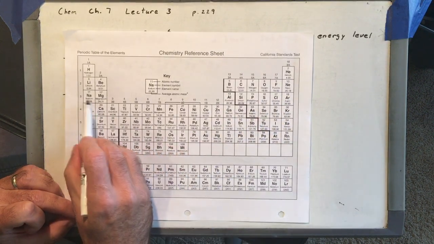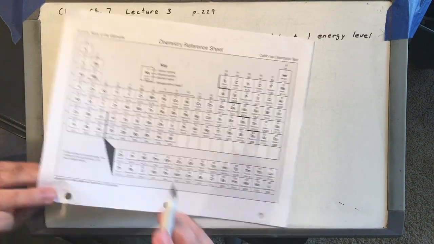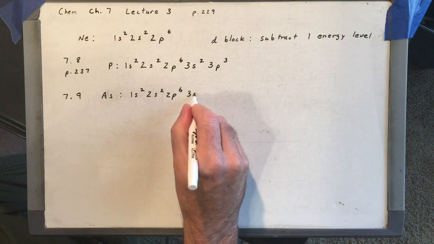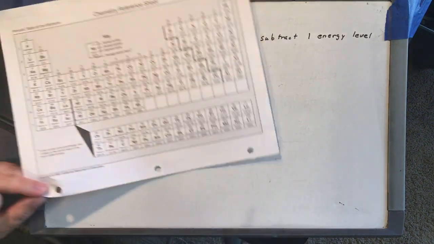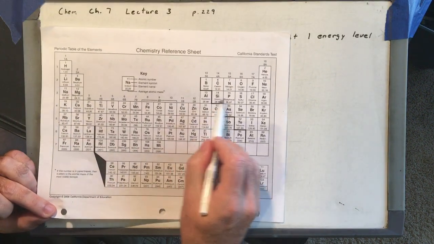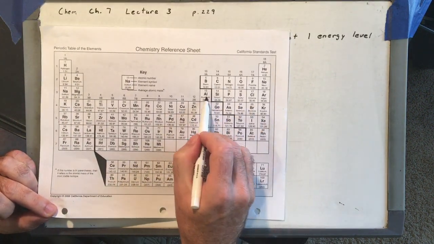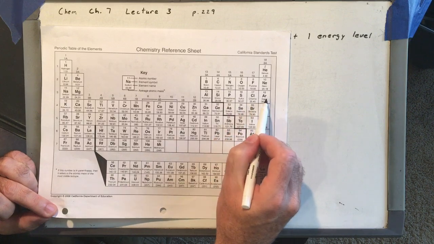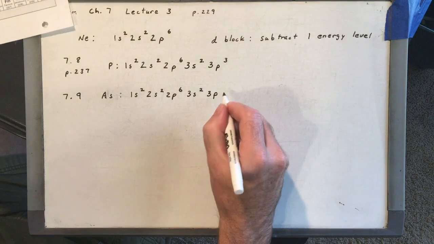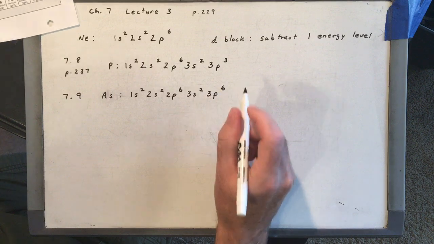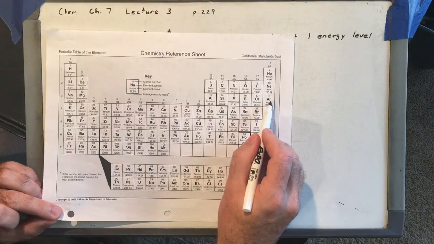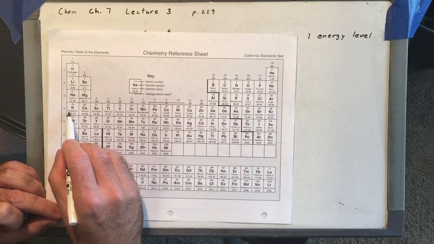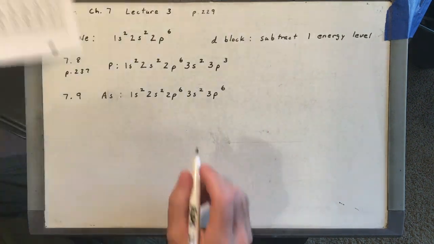Then down to energy level 3, 3s2. And then we'll cross over to aluminum. We're going all the way to arsenic, so we go 1, 2, 3, 4, 5, 6, 3p6. So now we are at argon. Down here, energy level 4, 4s2.